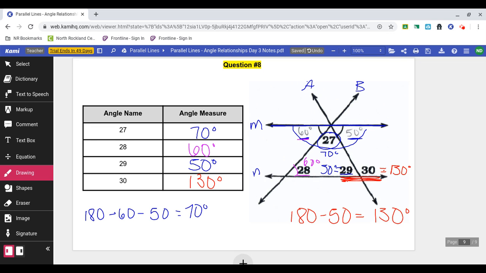Okay? All right, guys, you are now going to do the assignment for today. You are going to need to know all of those different types of angle relationships in order to do this successfully. You need to know the definitions of them and if they're congruent, if they add up to be 180, whatever the case may be.